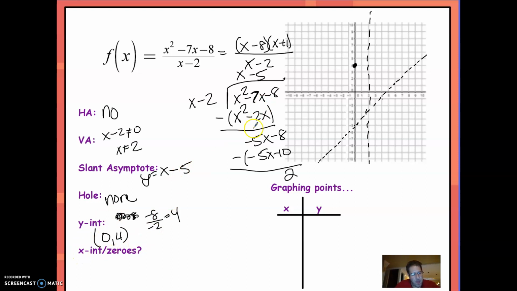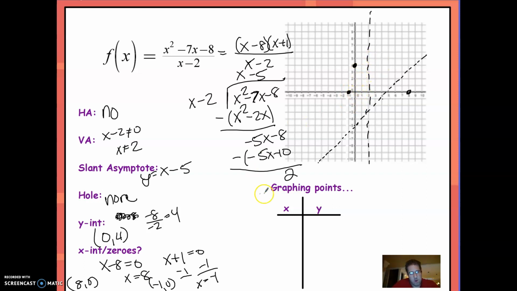X-intercepts are found by factoring the top. So x minus 8 equals 0 and x plus 1 equals 0. That means x equals 8, so (8, 0) is one of the X-intercepts, right there. Subtract 1 from both sides and you get negative 1, so (negative 1, 0) is the other. It's right there.